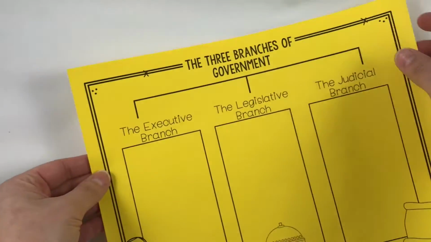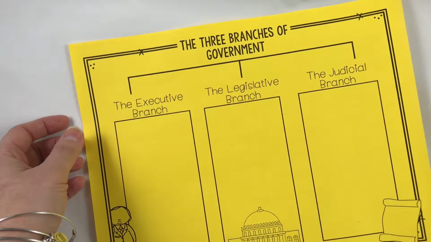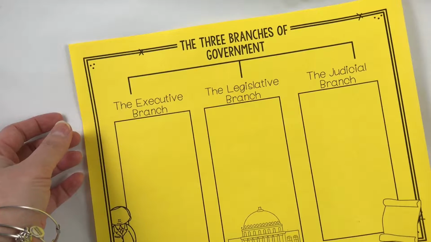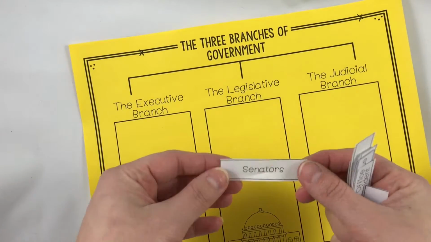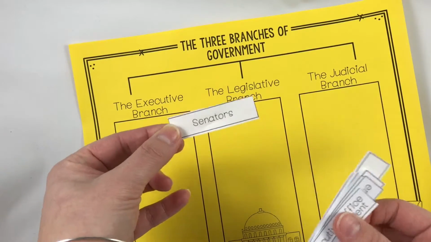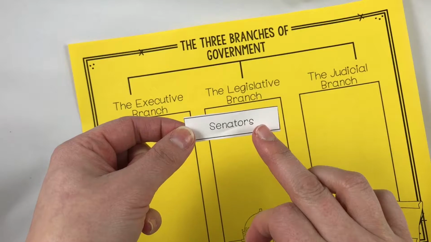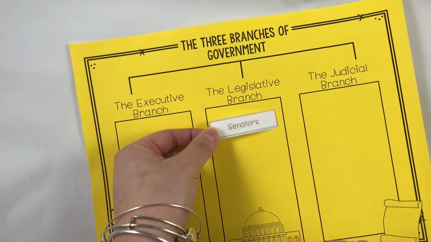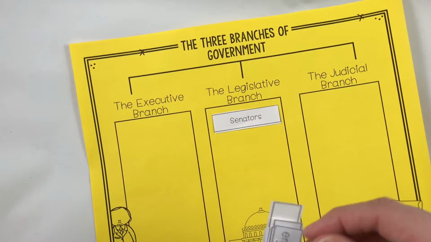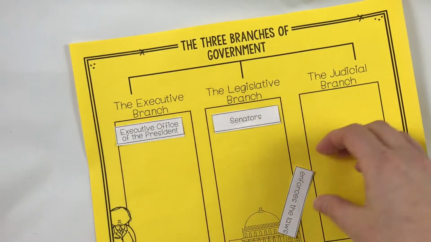And then finally, you have a sorting activity that I included to wrap it all up. This can be a homework assignment, a morning work activity, whatever you would like to do. Basically they have these slips of paper that they cut out, and the slips of paper either have a person or a group of people on it, or a responsibility of each branch. So they would see the senators and they would glue that under the legislative branch, and then the executive office of the president under the executive branch.